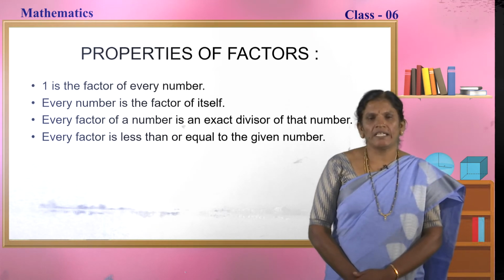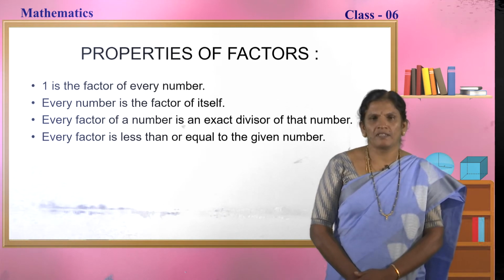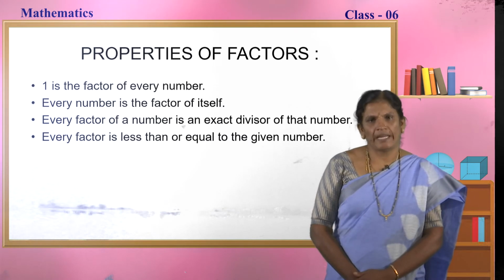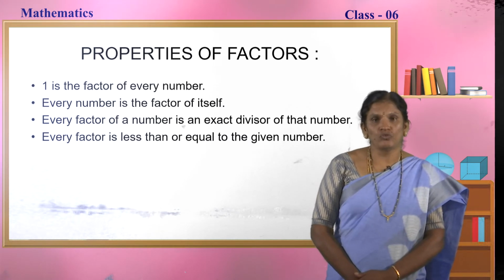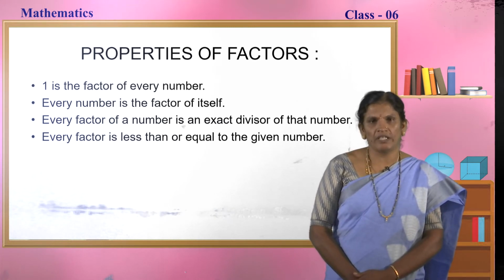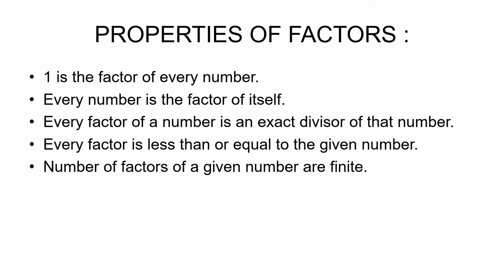Every factor is less than or equal to the given number. See, factors of 8 means 1, 2, 4, 8. Here 1, 2, 4 are less than 8, not more than 8. So factor is less than or equal. Equal means 8 only. Number of factors of a given number are finite. Finite means we can count all the factors of a given number.